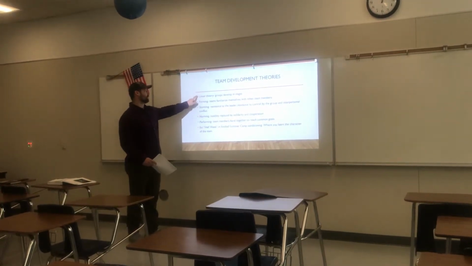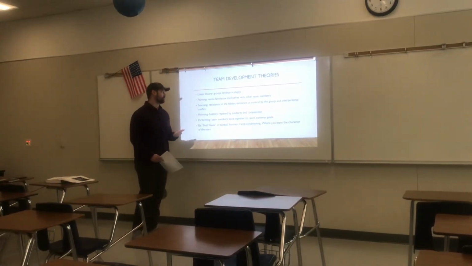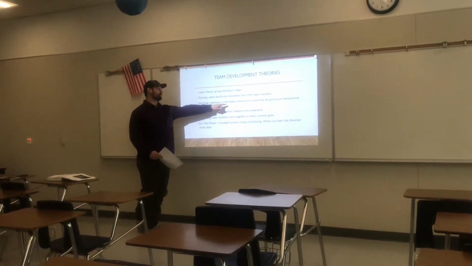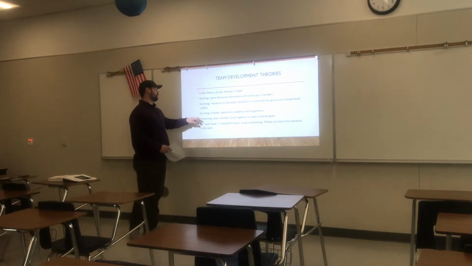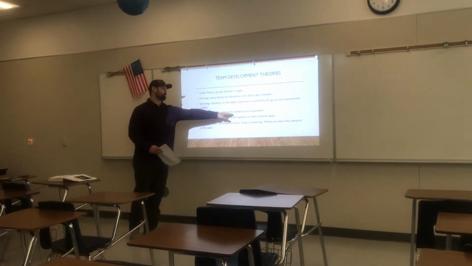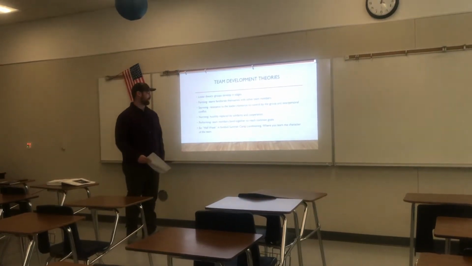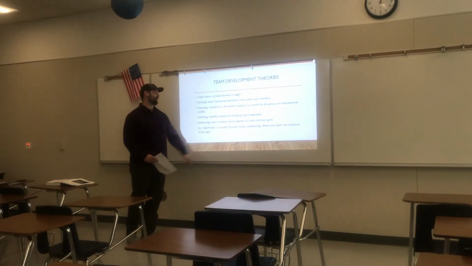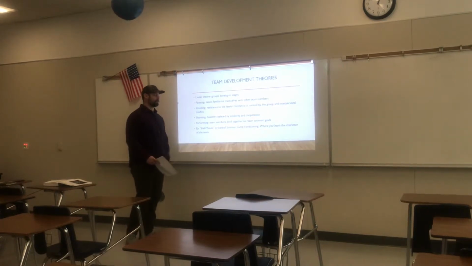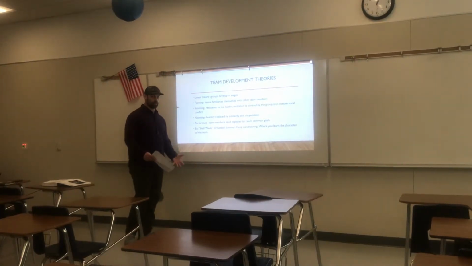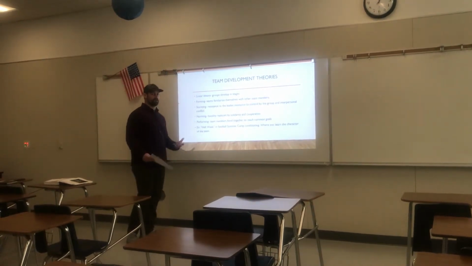So the first one, linear theory, groups develop in stages. Forming: teams familiarize themselves with other team members. Storming: resistance to the leader, resistance to control by the group, and interpersonal conflict. Norming is hostility replaced by solidarity and cooperation, so bringing that team back together after some type of chaos. And performing, team members band together to reach common goals. So kind of like we talked about on that last slide, a couple slides ago. If we're in the 4th quarter, a couple minutes to go, and we need a touchdown, our team is going to come together and figure out how to do that.